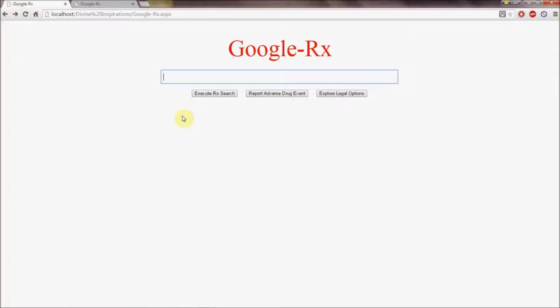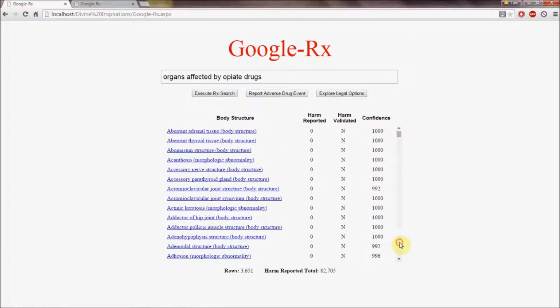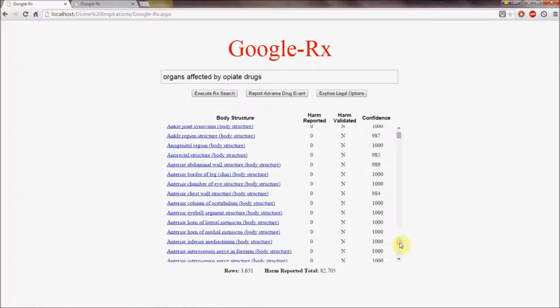Let's use GoogleRx to explore body organs affected by opiate drugs. This can be accomplished by typing the following: organs affected by opiate drugs. Let's scroll through the list. And what we see are a lot of body structures. Now, if we wanted to, we could use GoogleRx to explore and ask questions about these body structures.